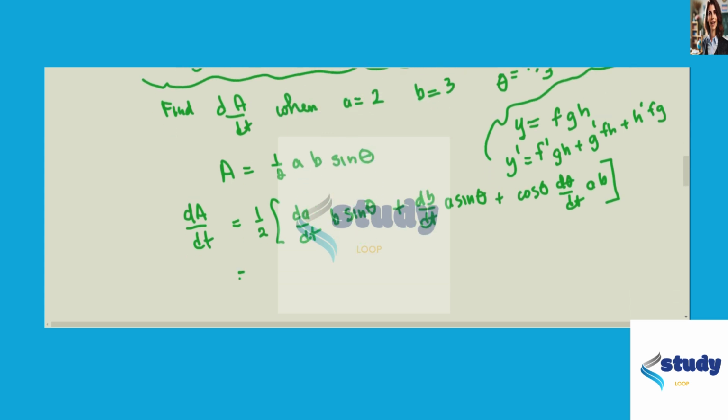All right, now all we got to do is plug some stuff in. Okay, we got 1.5 times 3 times the sine of theta, which remember was square root of 3 over 2, plus 1.5 times 2 times the square root of 3 over 2, plus the cosine, which is 1/2, times 0.2 times 2 times 3.